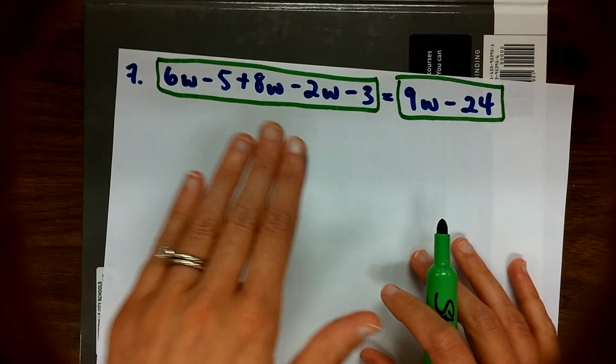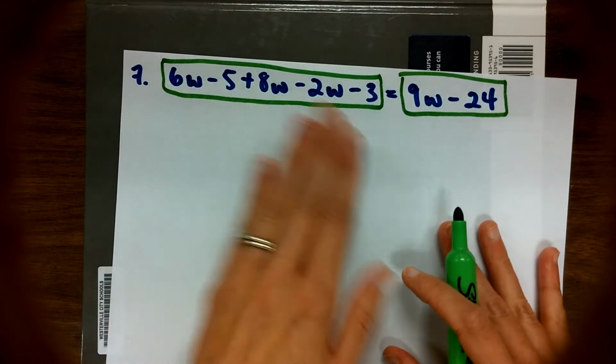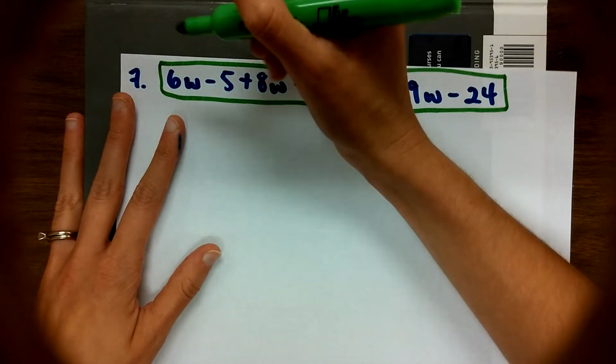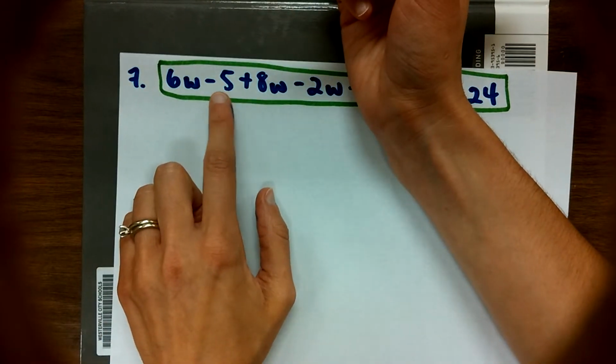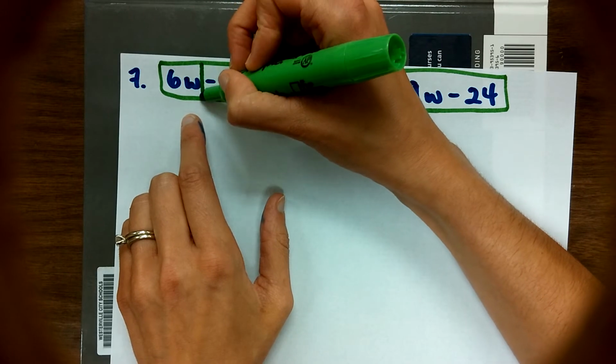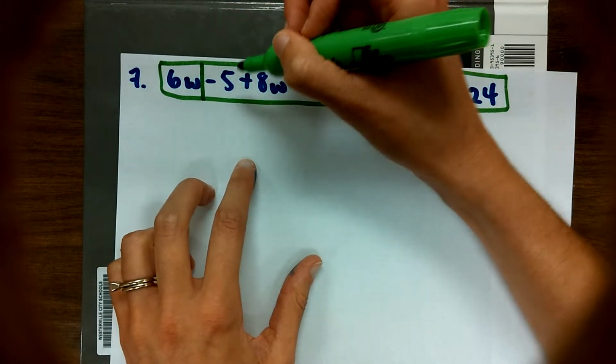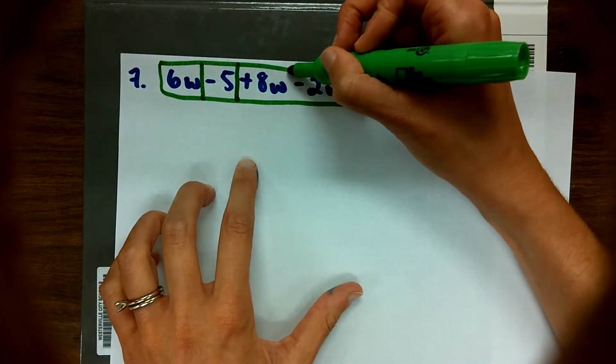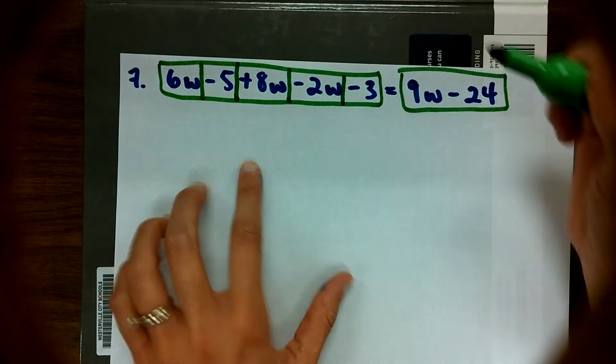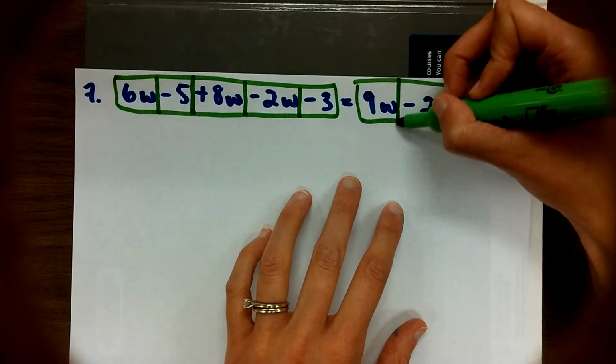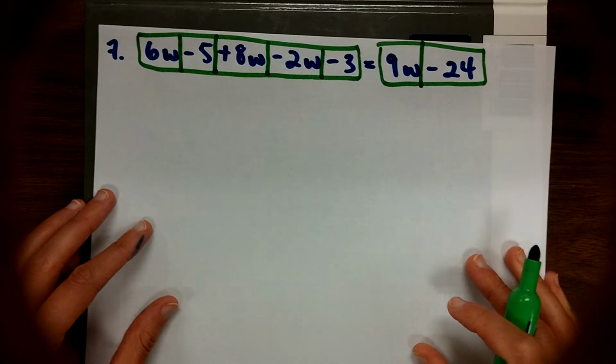And so whatever sign, like plus or minus, comes before a term is the one that goes with that term. So like this minus sign goes with the 5. It's a minus 5, or we can actually think of it as a negative 5. And then we have a plus 8w, a minus 2w, a minus 3. And then I'm going to do the same thing over here, separating my terms.